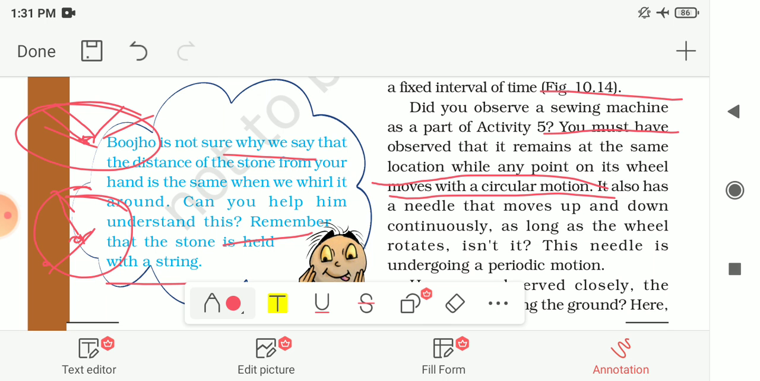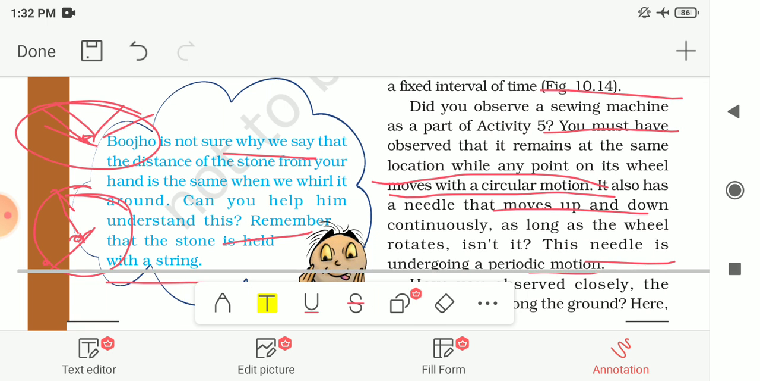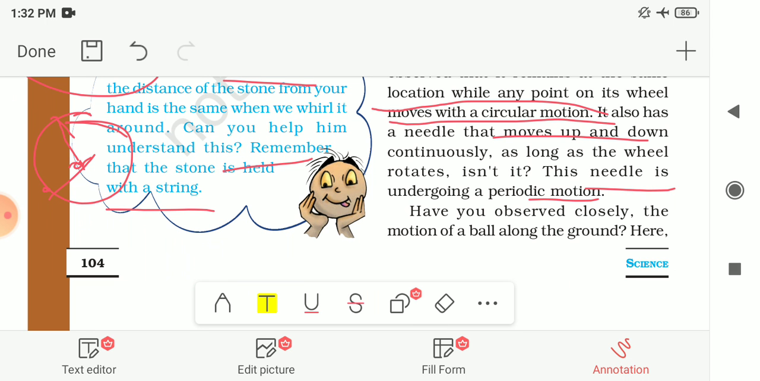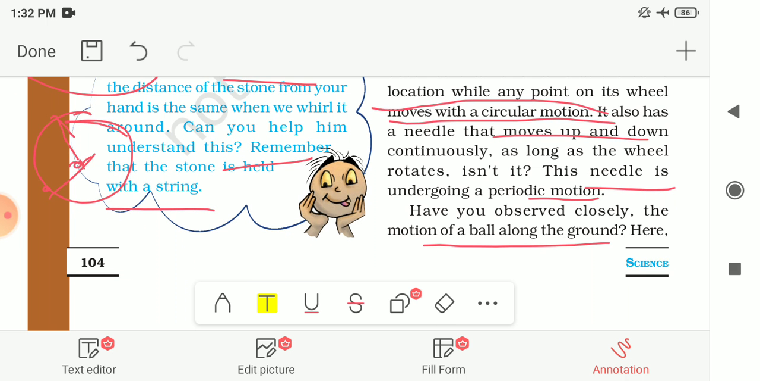Like the wheels of the swing machine are in circular motion, it also has the needle which moves in the upward direction, then downward, and it will move like this continuously. So this is also in motion. We can say that the needle is in periodic motion. After some time period, it will repeat its motion. So we can say in the swing machine there are different types of motion, that is circular motion and periodic motion.